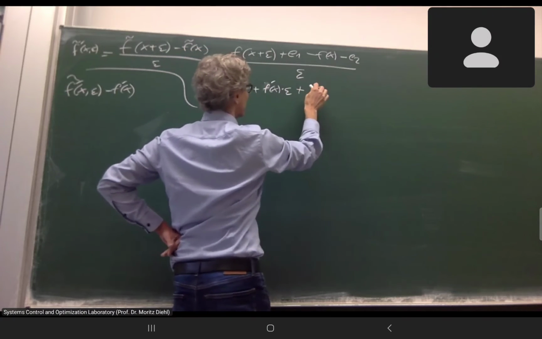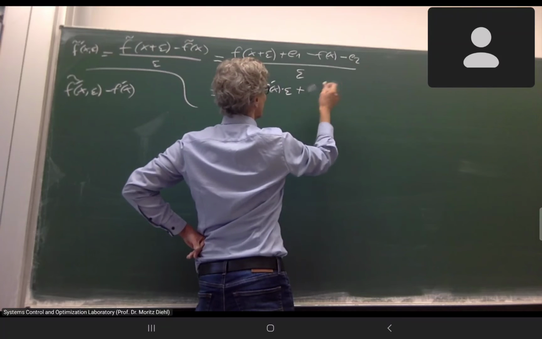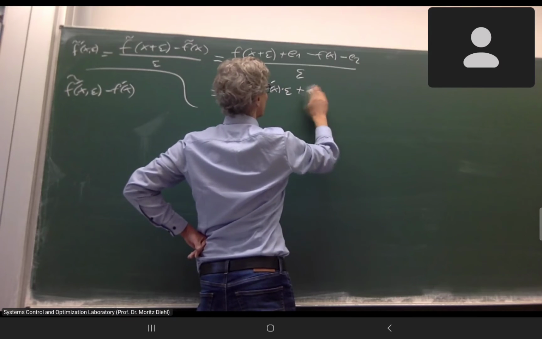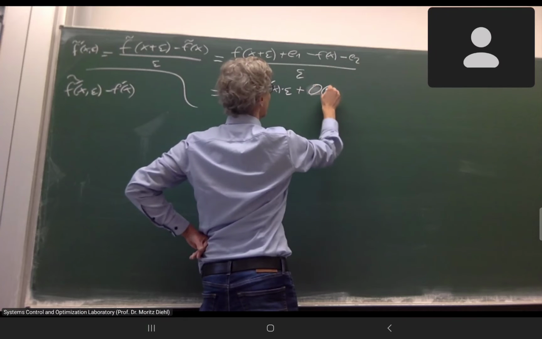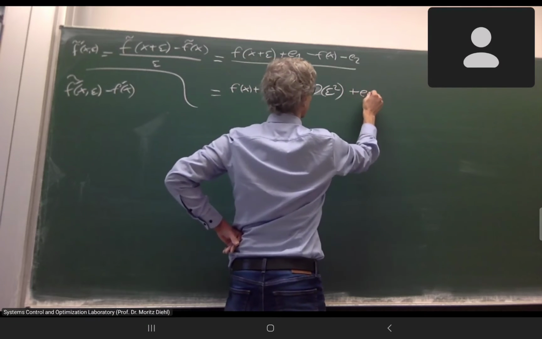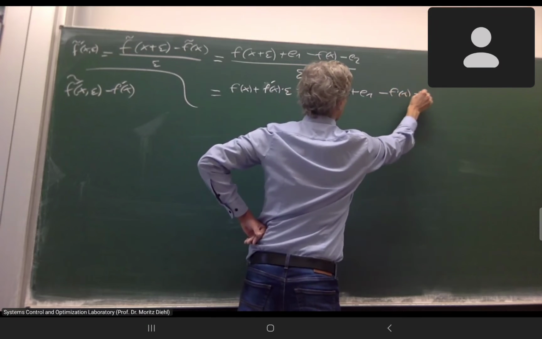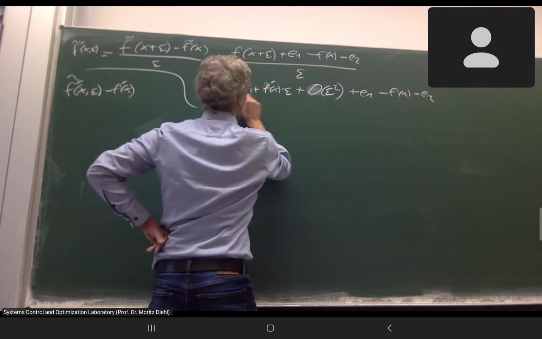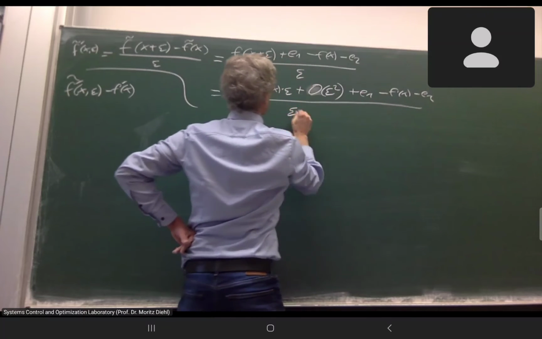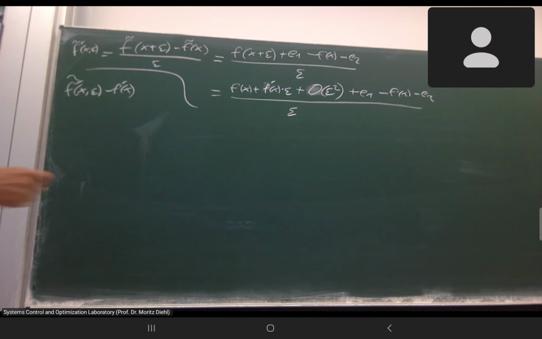And then I have some term, which I call maybe some constant times O of epsilon, right? So it's like an error term. Minus E2, and then I divide by epsilon. Okay, so that's what I have now. And now comes the interesting part.